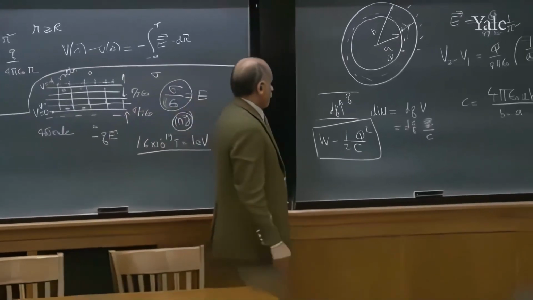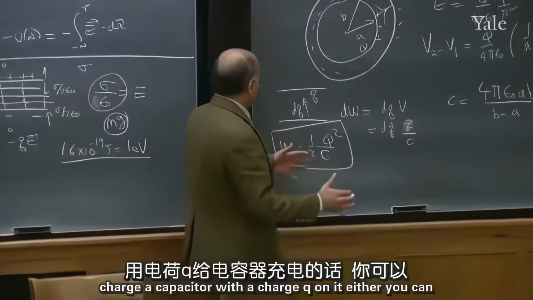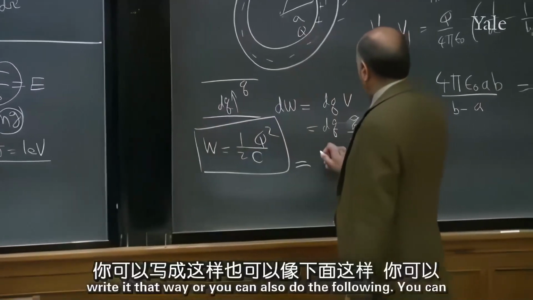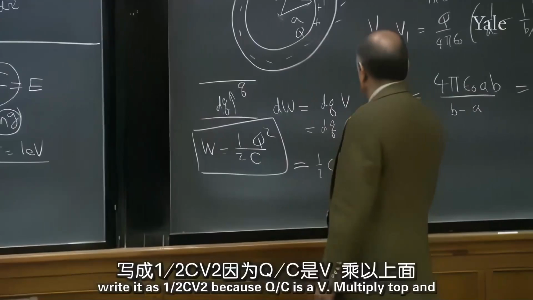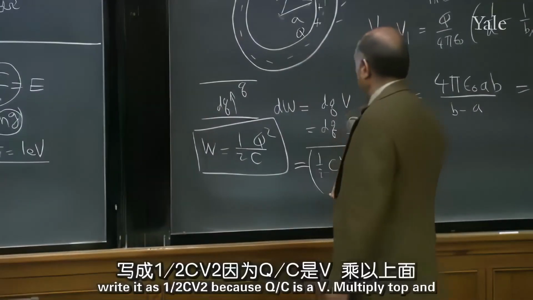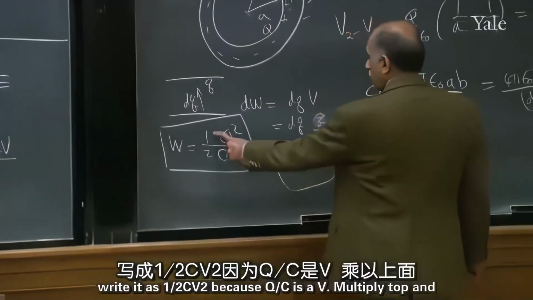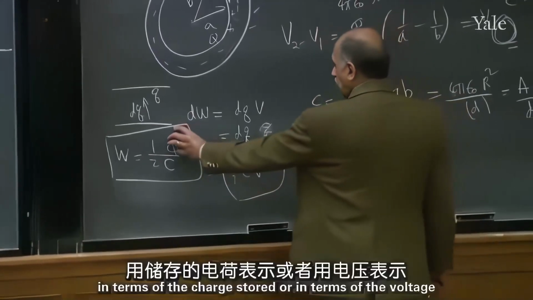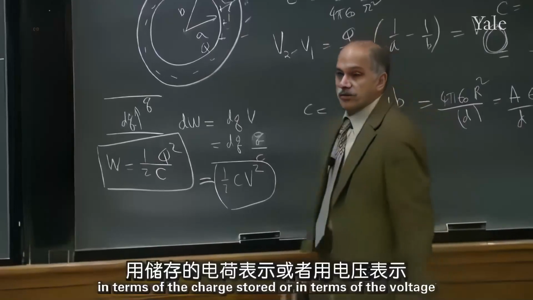So when you want to charge the capacitor with a charge Q on it, either you can write it that way, or you can also do the following. You can write it as 1 over 2 C V squared. Because Q over C is V, multiply top and bottom by C, you can write the energy in a capacitor either in terms of the charge stored or in terms of the voltage between the plates.